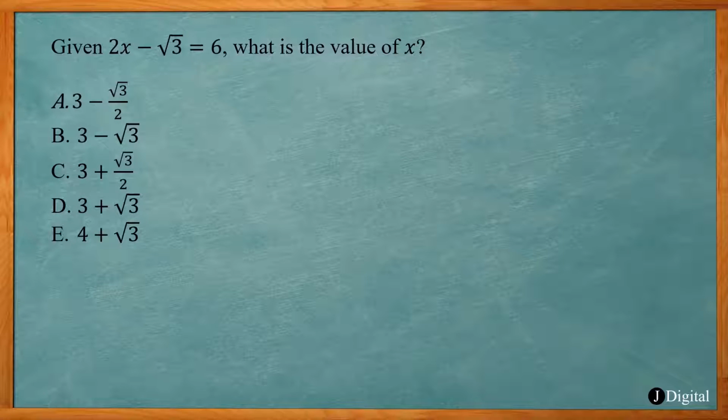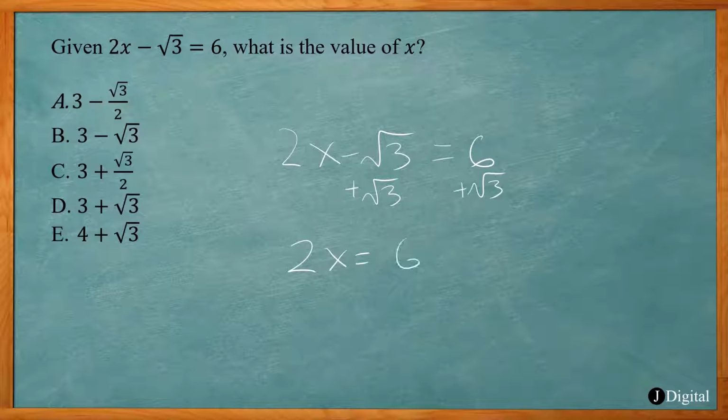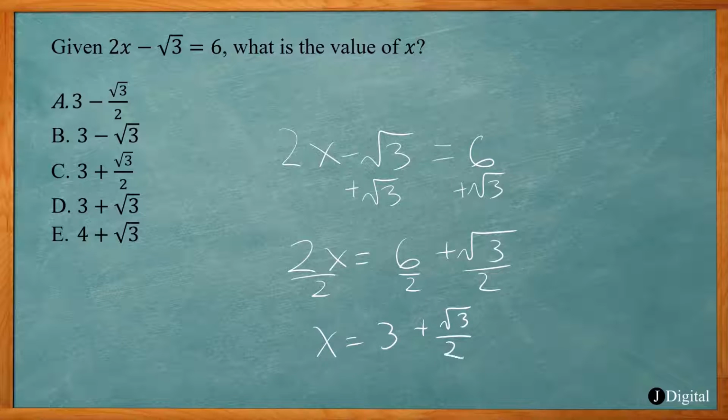This one says, given 2x minus the square root of 3 equals 6, what is the value of x? Okay, so here we have the 2x minus square root of 3 equal to 6. I'm going to add square root of 3 to both sides. That gives me 2x is equal to 6 plus the square root of 3. Now I'm going to divide everything by 2. That gives me x is equal to 3 plus the square root of 3 over 2. Okay, so that's going to give answer choice C.